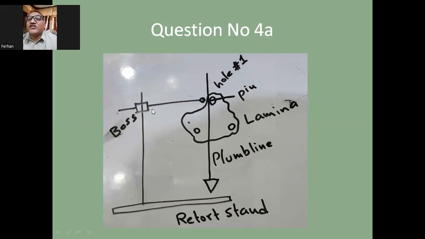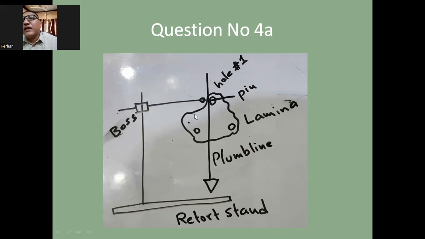I will take a retort stand, and here with the help of the boss and the clamp, I will hold a pin, and by that pin, I will hang the lamina through one hole. That pin will pass through that hole number 1.